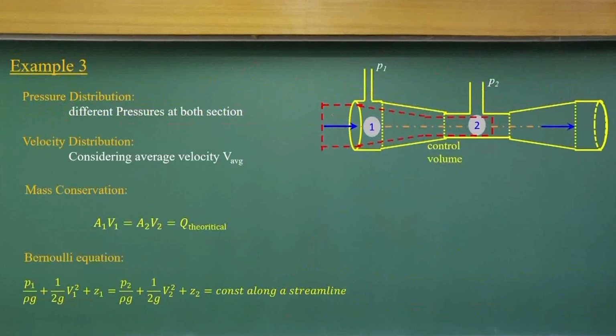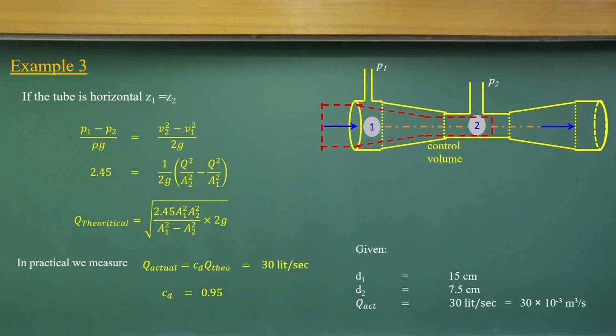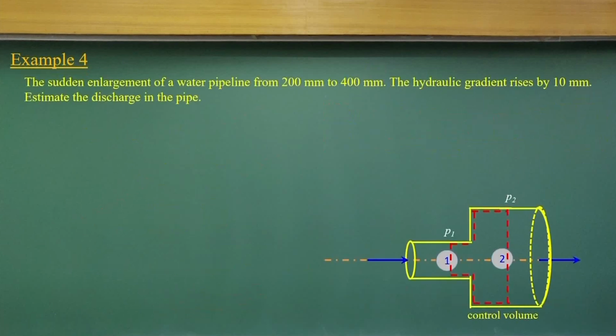So, this is a very simple thing. Again we are putting the mass conservation equation and the Bernoulli's equation, which is the energy conservation equation, and by just substituting these, you will get the theoretical discharge, and you already know the actual discharge. So, you will get the CD value, which comes out to be 0.95.